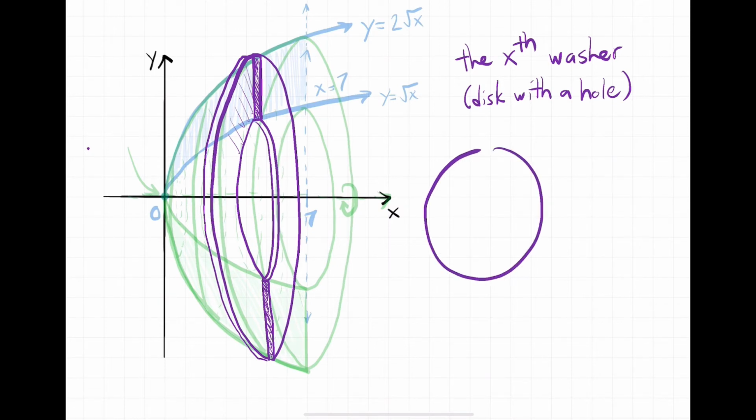Looks like this. Still has some small amount of thickness, but there we go. As usual, we'll need to figure out the dimensions of this washer and eventually the volume. So to work this out, well, one part's easy. The thickness of that washer is still dx, the same as it was last time, because it's the same as the width of the rectangle.